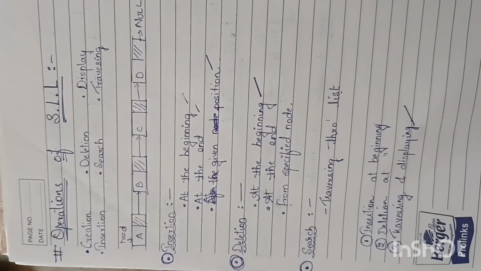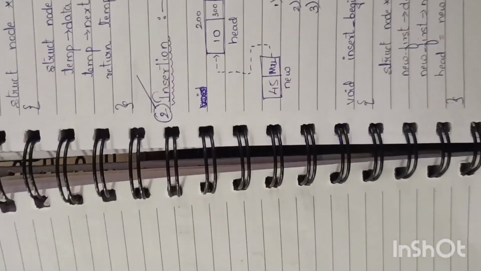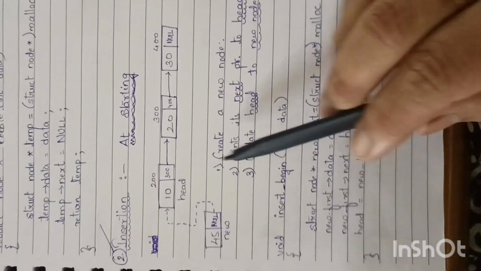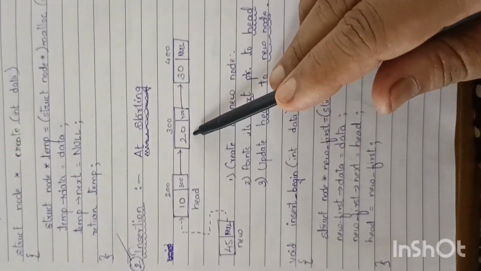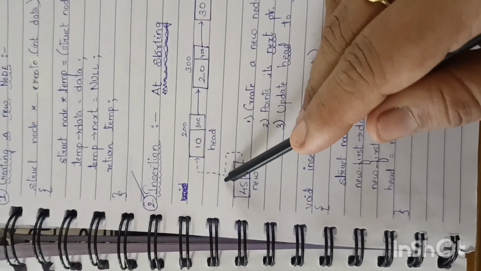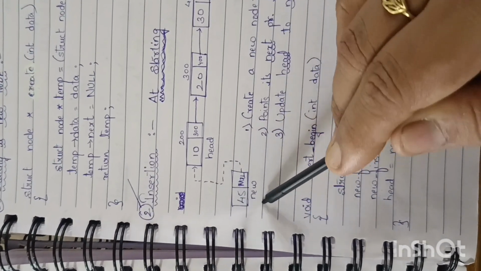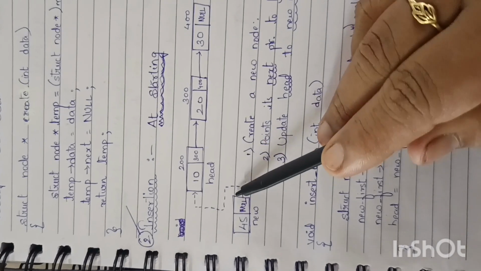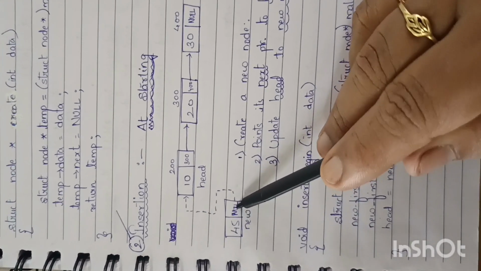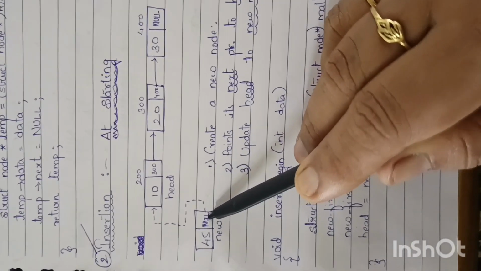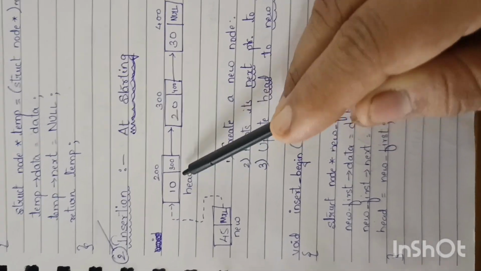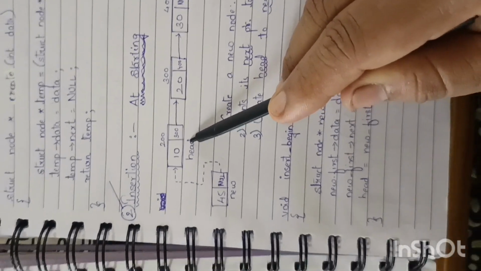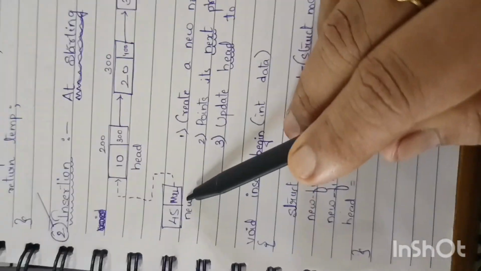So now we will see one by one how we are going to do insertion. This is insertion at the beginning, so we are to insert here. This is our normal linked list. Here I have created a new node, temp. Then in the null part, I have to store the address of head, because head is the first node, so I have to make this node the first node.